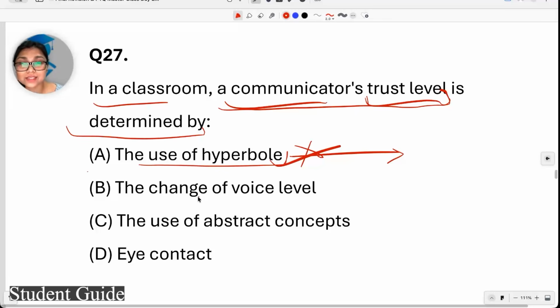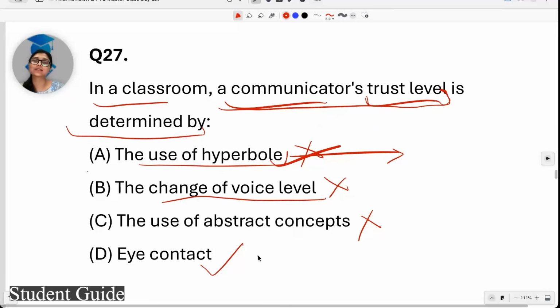Quickly checking the next one. Change of voice level. No. If someone changes his voice, will there be any effect on the trust level? No, never. Next option is the use of abstract concepts. No. If I am saying something in abstract terms, it will be more difficult to understand, so you may not have that trust. So this is also not a correct one.